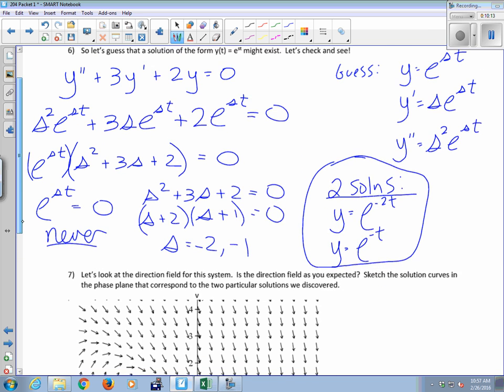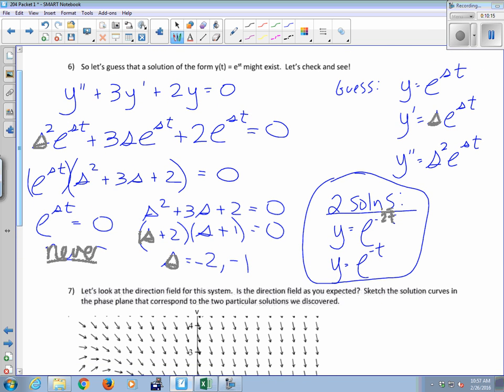So how do we know which one's the right solution? Well, they're both right. The question is, have we found the most general solution? We don't know yet. We're working there. We're getting there.